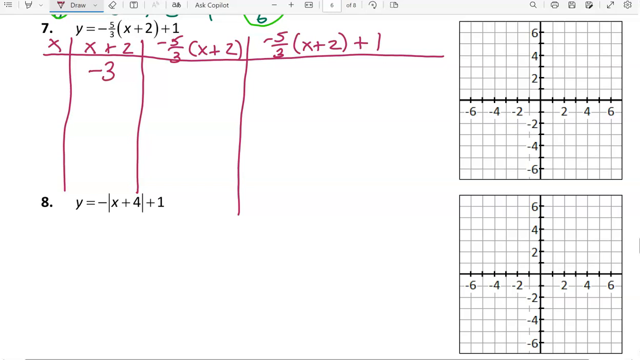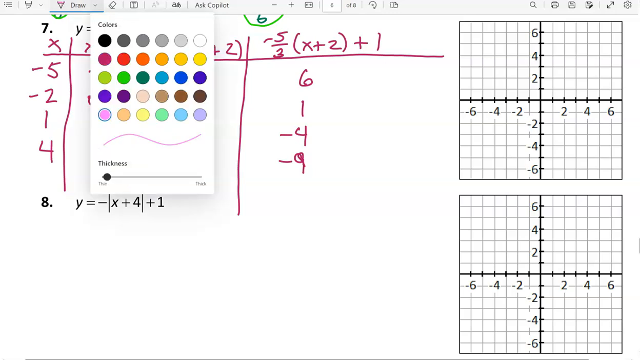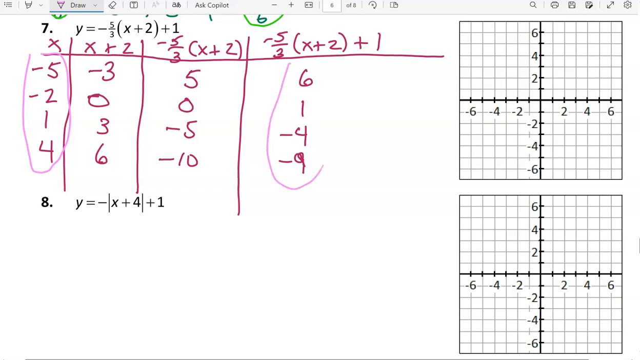So I'm going to use negative 3, 0, 3, 6, and hopefully that's enough points, times negative 5/3 gives 5, 0, negative 5, and negative 10. Add 1 to each of those gives 6, 1, negative 4, and negative 9. Lastly, to move from the x plus 2 to the x column, subtract 2. And our first and last columns are the x, y pairs.